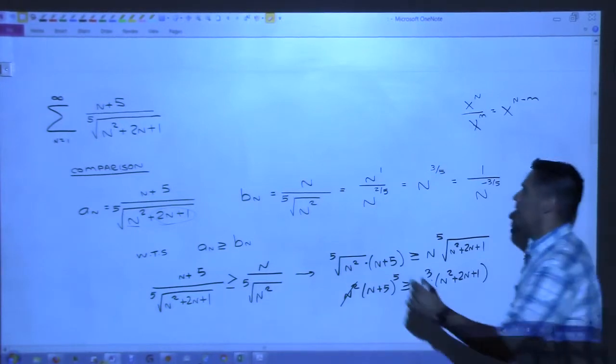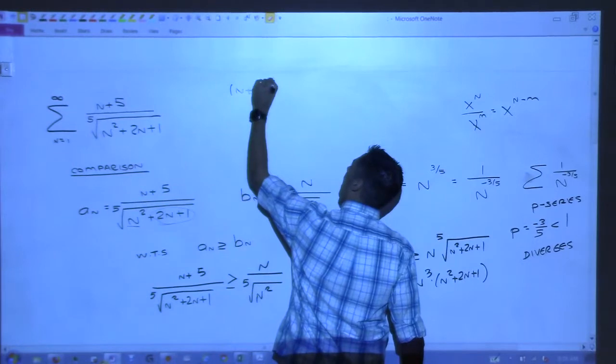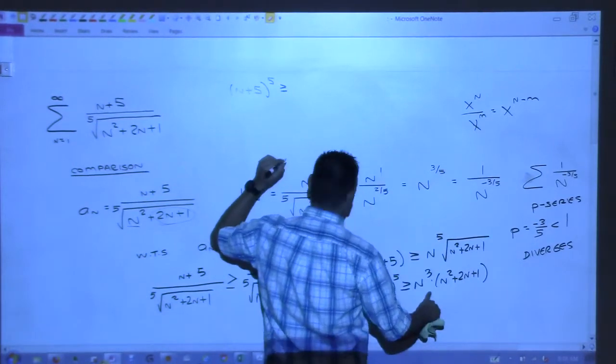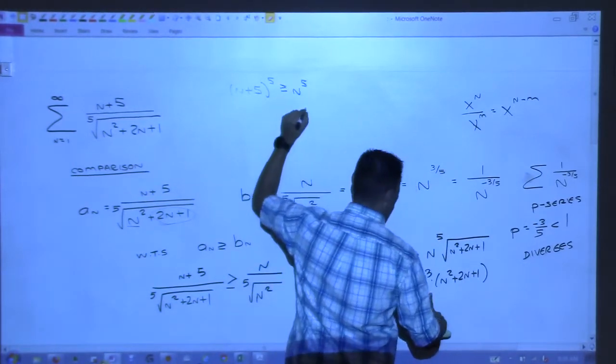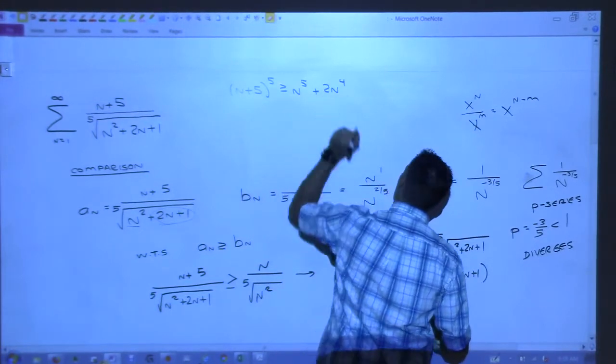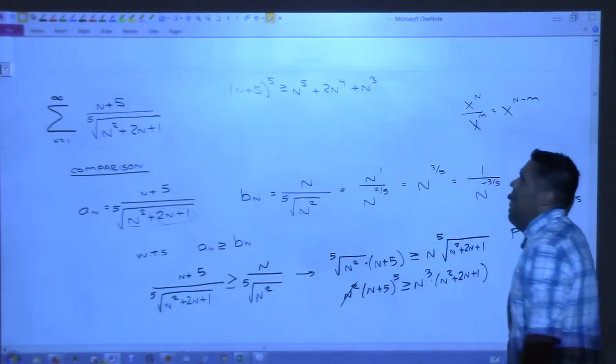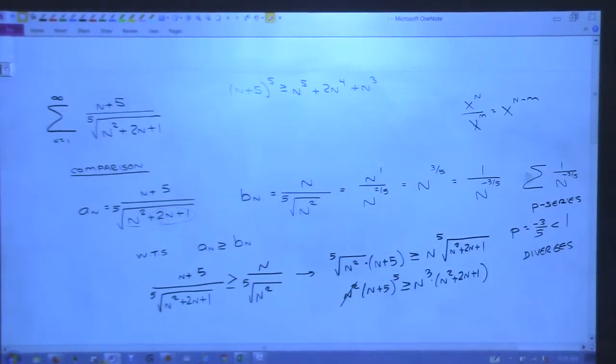Let's do it. We have n plus 5 to the fifth power is greater than or equal to n to the fifth plus 2n to the fourth plus n cubed. All right, is that true? You sure?